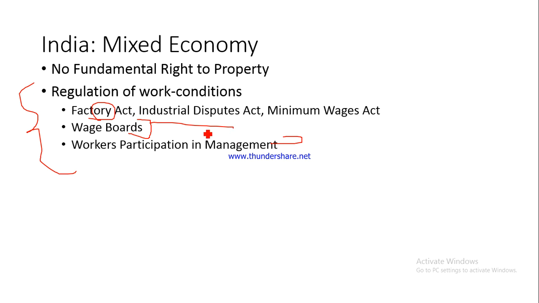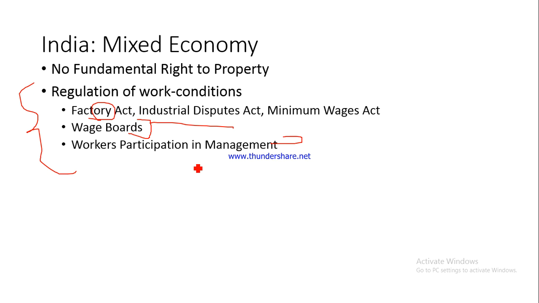So what do the wage boards do? Basically, they help decide the wages, and they help revise the wages on a frequent basis. And workers' participation in management is making the workers participate in the management of their own organization, right? So the workers are also accorded decision-making power because they are made part of the management. Fine. So these things are there in India, and because of which we can say that the work conditions here are strictly regulated, and this takes India closer to the centrally planned economy kind of system.